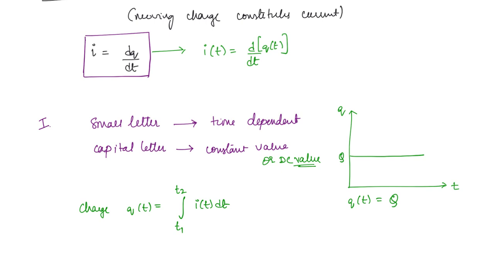So that means you can either write it as this with limits, or you can simply integrate I of t dt plus Q of t naught, where t naught is the initial time. So Q of t naught is the initial charge. This is how you complete the integration. So we will do a few simple problems here.